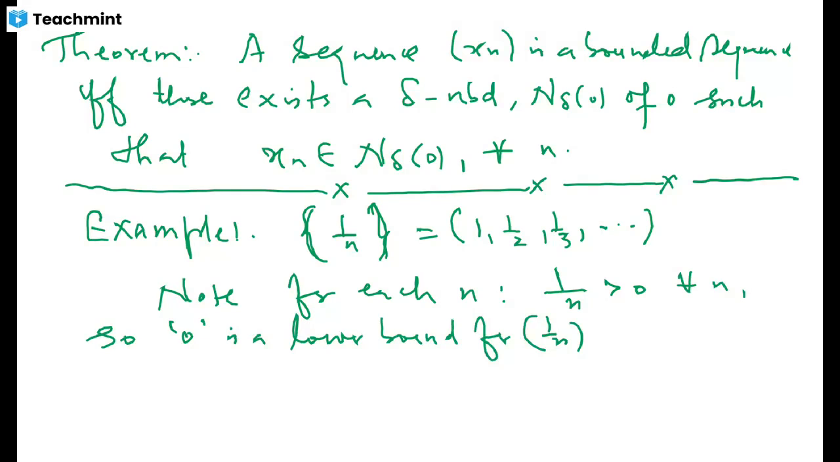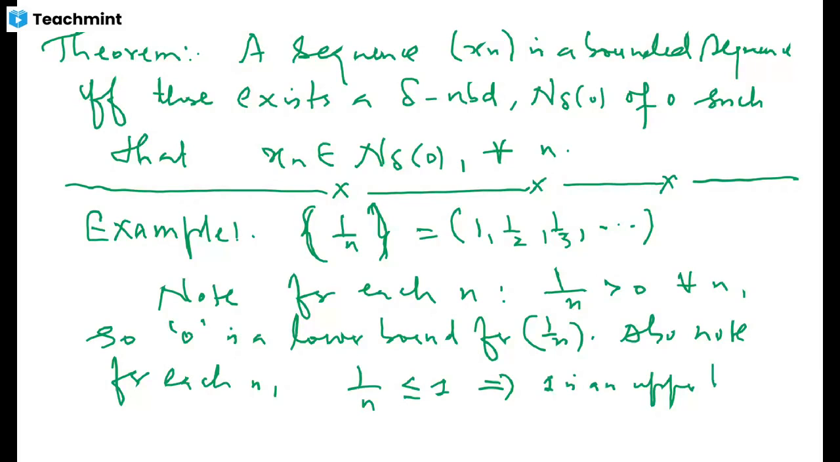Also note that for each term, this number 1 by n is less than or equal to 1. So this gives that 1 is an upper bound for this sequence. Hence, it proves that this sequence is a bounded sequence. It has an upper bound as well as a lower bound.